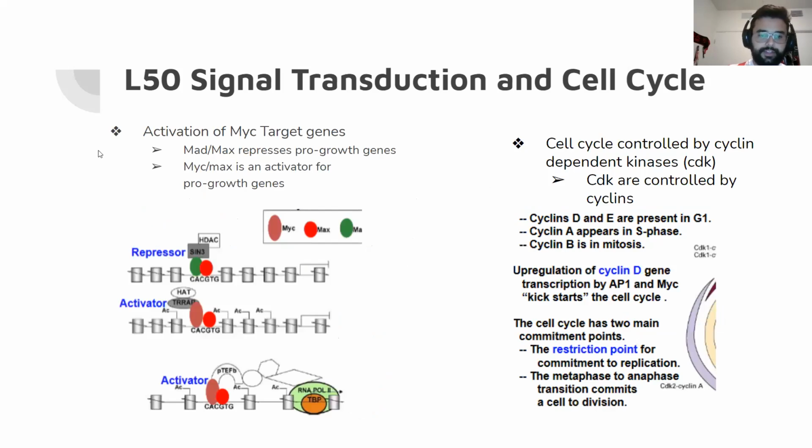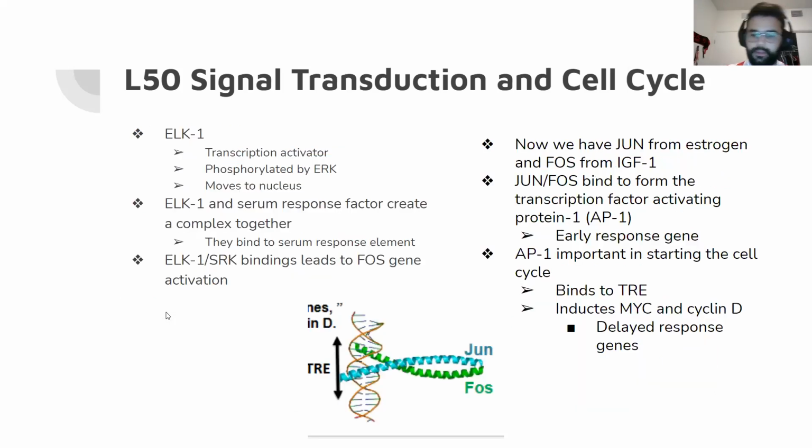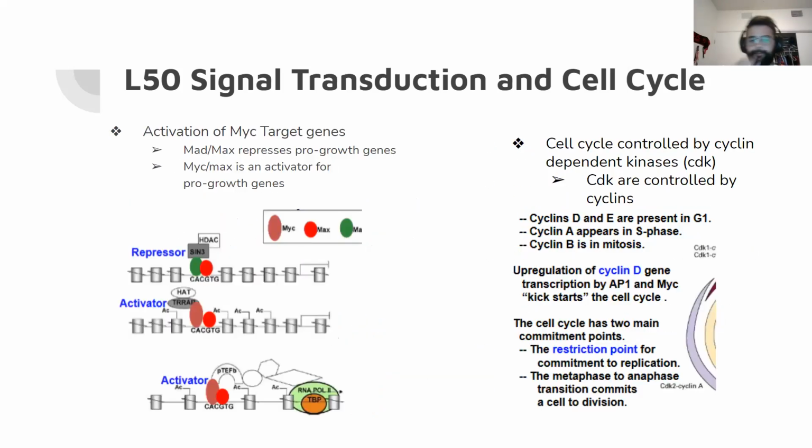So activation of our MYC target genes. What are our MYC genes going to be doing? They're actually going to be activating pro-growth genes as well. We have a complex of proteins called our MAD-MAX proteins, and they repress pro-growth genes, but our MYC can actually replace the MAD to form a MYC-MAX, which is just an activator for our pro-growth genes.